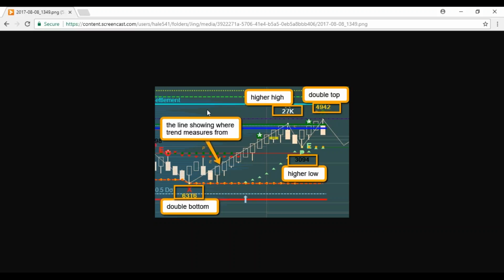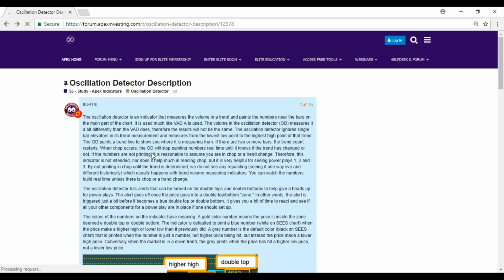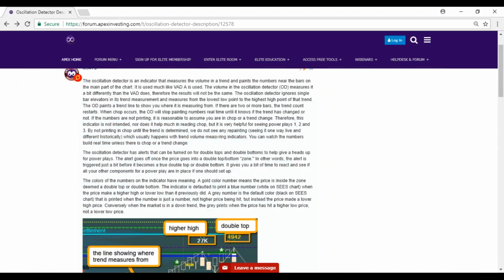And so what do we see right here? We've got the yellow number as a double bottom. We've got a white number as a higher high. The market comes back up here. We've got a yellow number. It's a double top. The black is a higher low. Make sense? Easy enough?